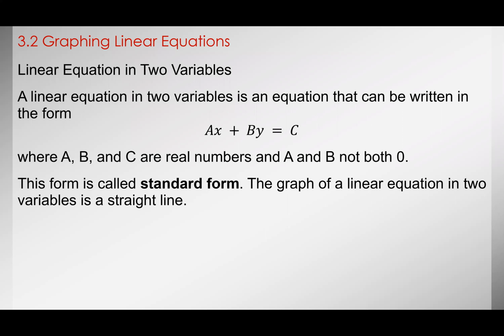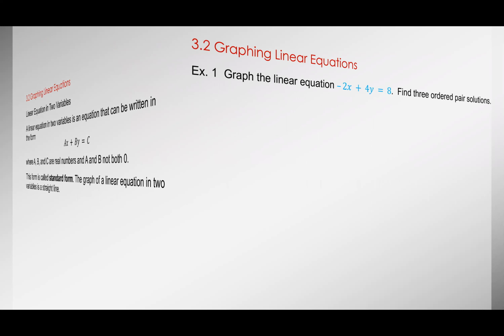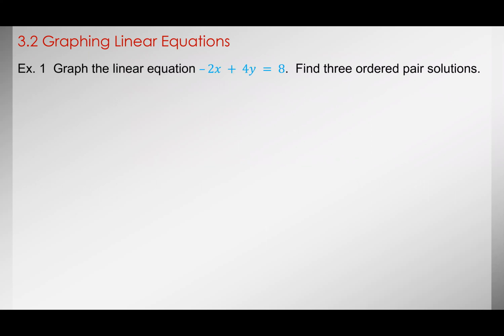The only thing new in 3.2, ladies and gentlemen, is this: they will give you this equation, you have to find the value, and the only thing different is that after you find the value, you have to plug it into your Cartesian rectangular coordinate system. So let's take a look at this example. They ask you to graph this linear equation by finding 3 ordered pairs.